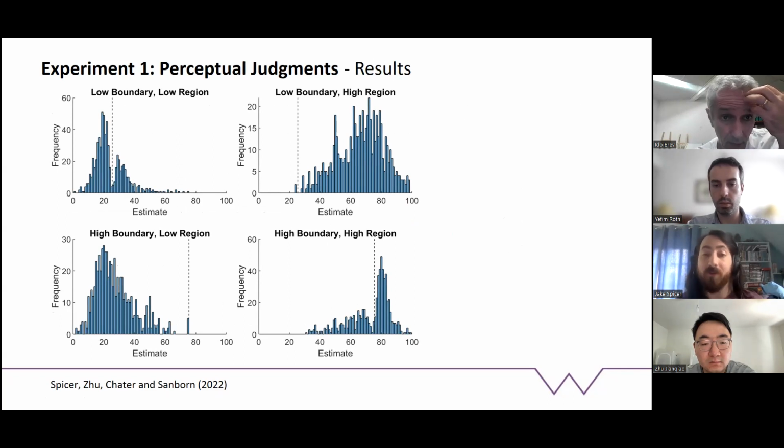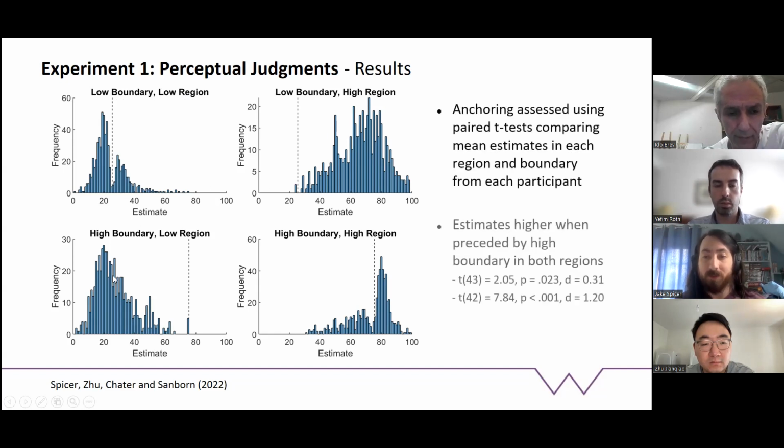So these are the aggregate distributions for the responses given by our participants in each of these four cases. So this is where we have low stimulus values against the nearby target. And this is the contrast where you have high stimulus values against a high target. And what you can see is, firstly, and we can look at the empirical test at the same time, the estimates tend to be drawn towards these distant boundaries. So this distribution is shifted slightly closer to this dotted line here and same here. And that is significant according to these tests. So there's significant evidence of anchoring.